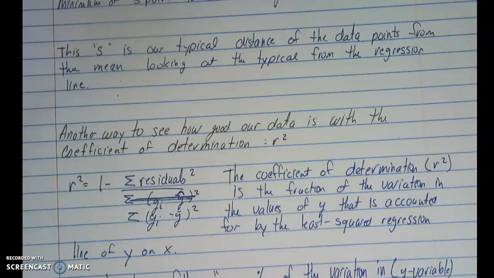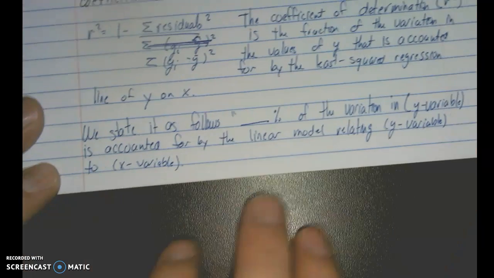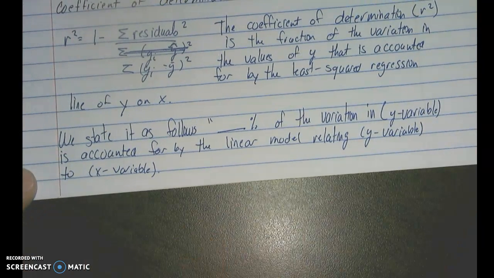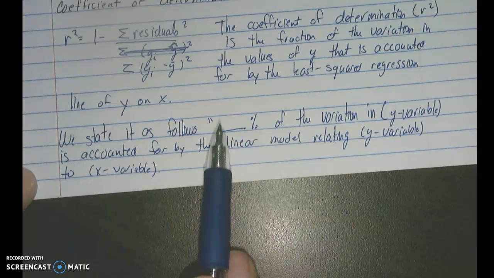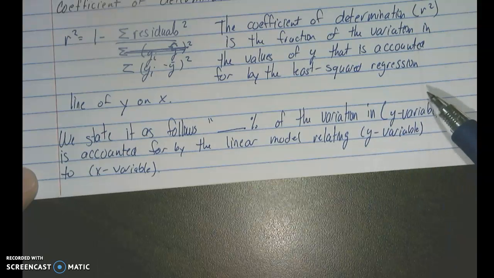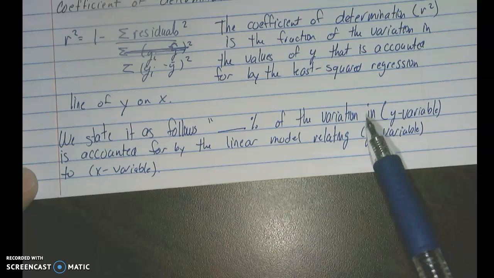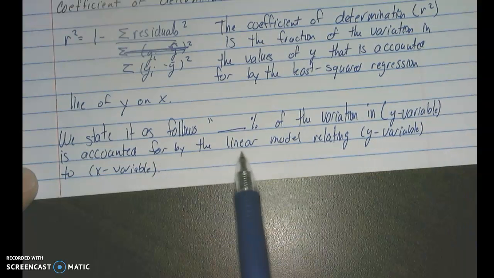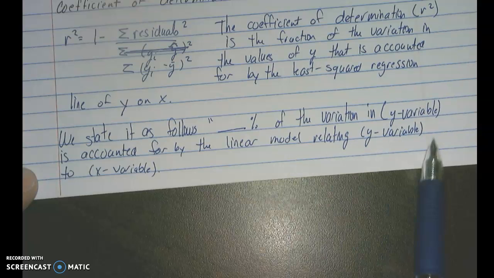Okay, so we're asked to state it as this little statement here. The percent, whatever r squared is, of the variation in the y variable. Think about yesterday's soda when we were talking about time tapped and the milliliters left. So this would be the milliliters left is accounted for by the linear model relating milliliters left in the soda to the time the soda cans were tapped.